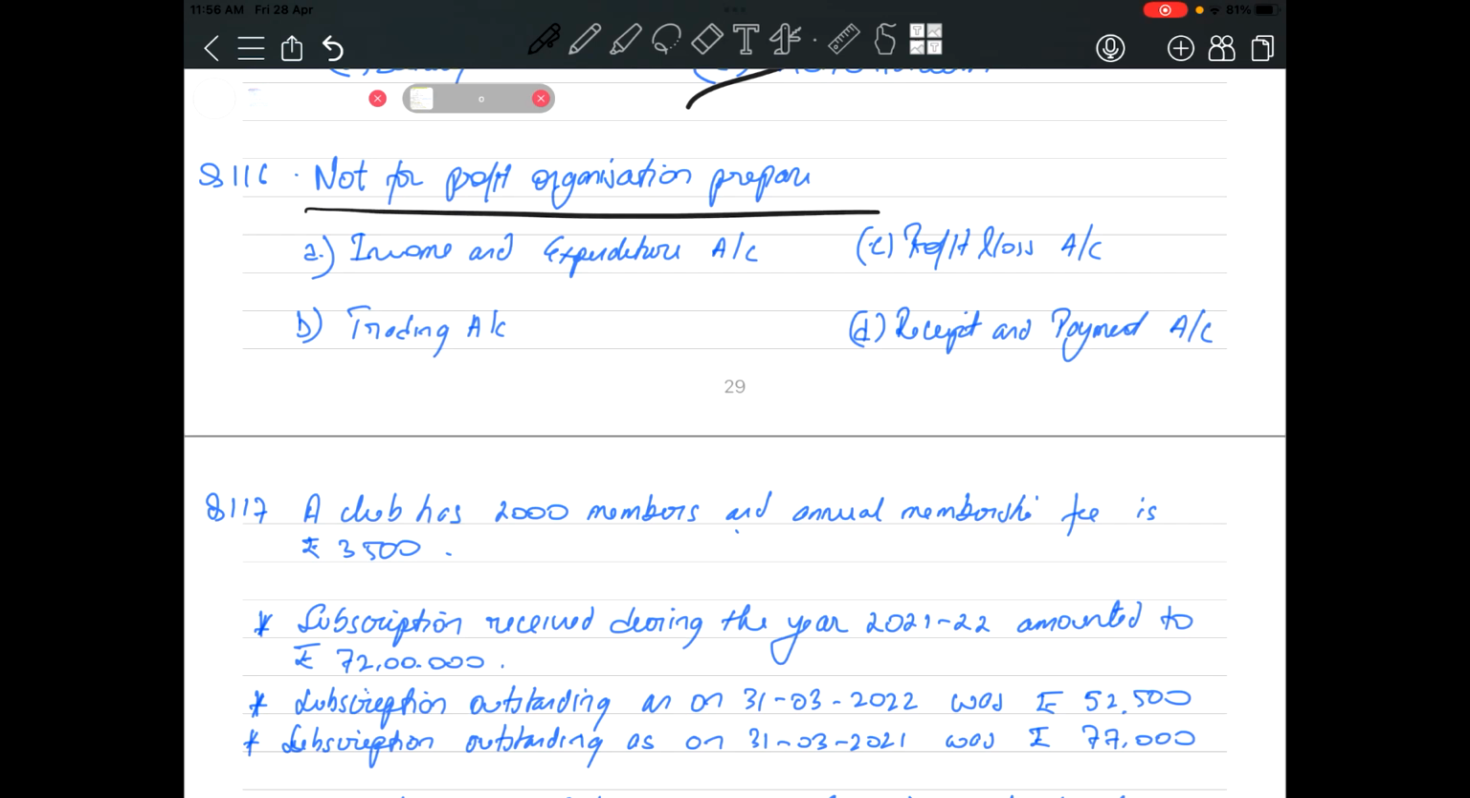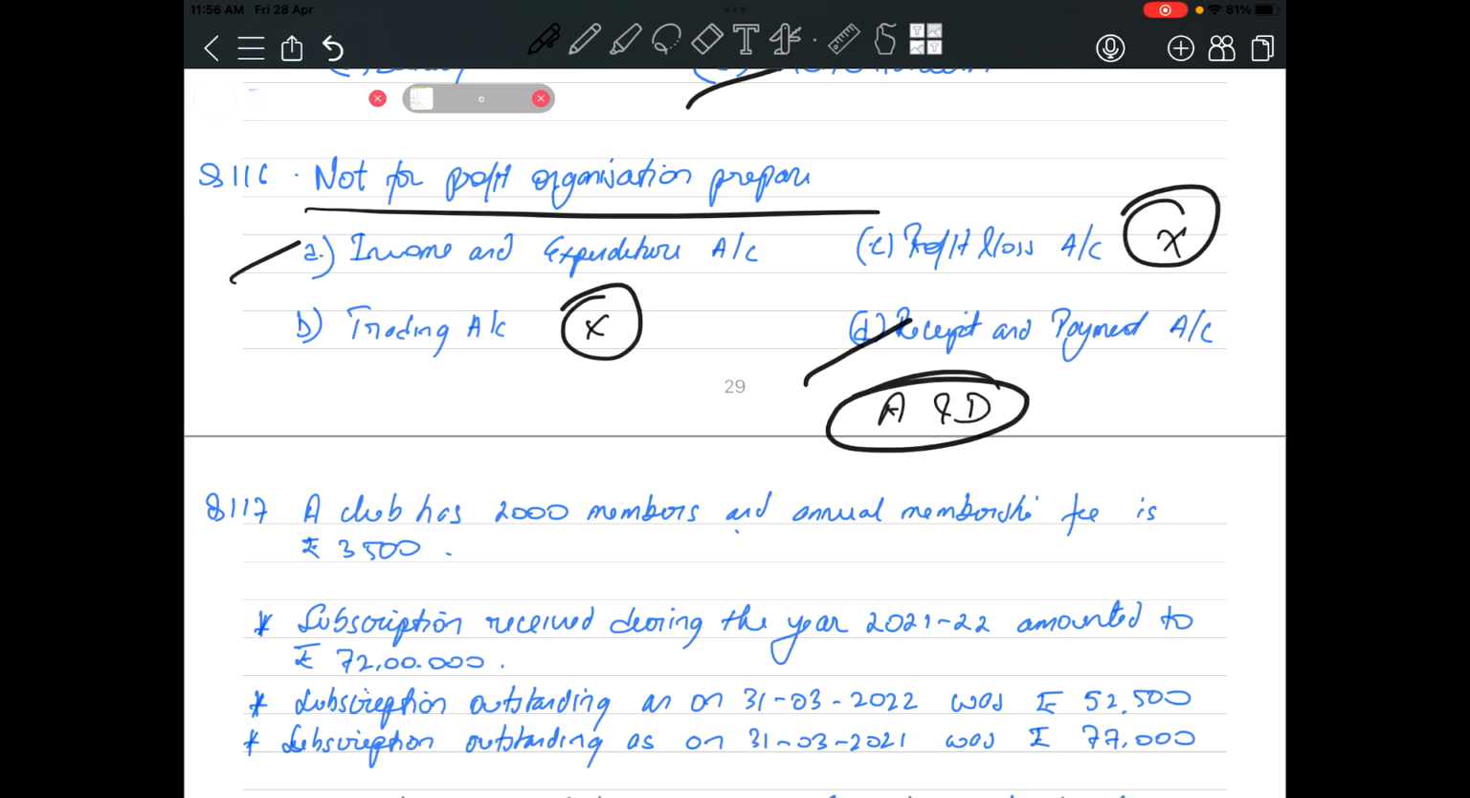Now move to question number 116. What are the accounts which a not-for-profit organization prepares? Income and expenditure, yes. Will they prepare profit and loss account? No, because they are not profit-oriented organizations. Will they prepare trading account? No. Receipt and payment account? Yes. So the right answer will be A and D. The answer for question 116 is A and D.